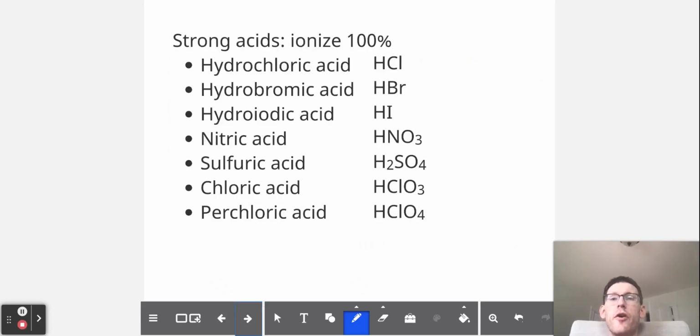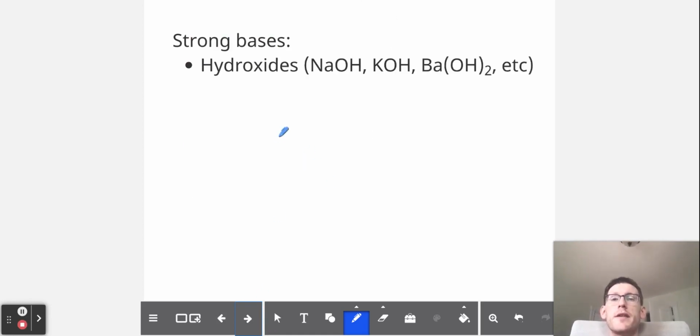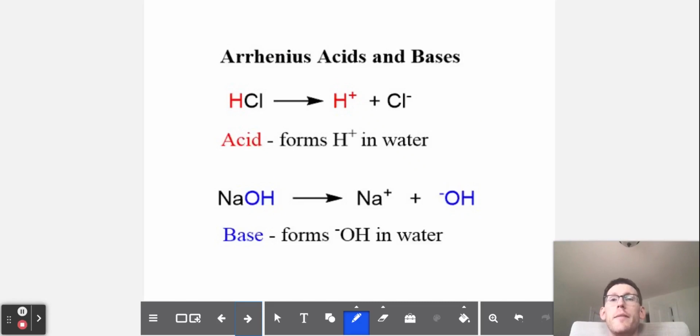There are 7 strong acids, strong meaning they ionize 100% in solution. Here they are, memorize them. Strong bases are the hydroxides. There are 3 main definitions of acids and bases. The first is Arrhenius. According to the Arrhenius definition, acids have an acidic H+, and bases have a basic OH- that's liberated when dissolved in water.